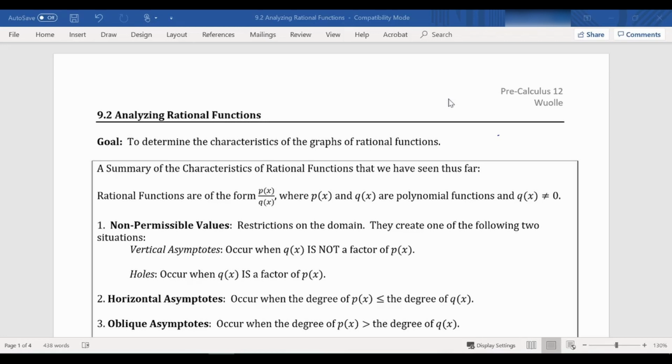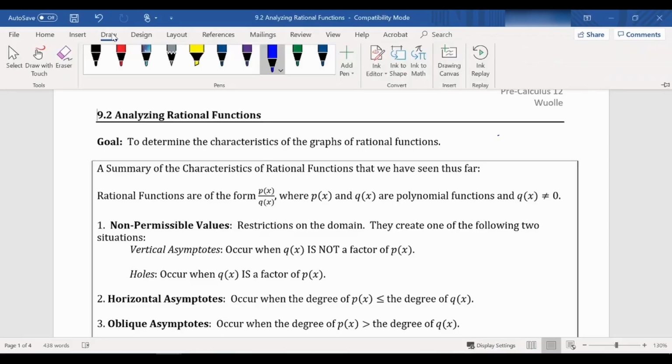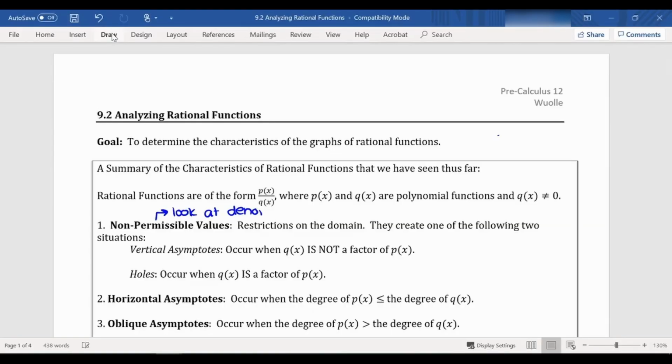So your non-permissible values, you're always looking at the denominator. Remember that these are where your denominator would equal 0. You're not allowed to have a denominator of 0. So you would be looking for what values would make that happen, and those are non-permissible. So far in grade 11, these always created vertical asymptotes, and that's specifically because of the types of equations you were given. There is another situation where they don't create a vertical asymptote.